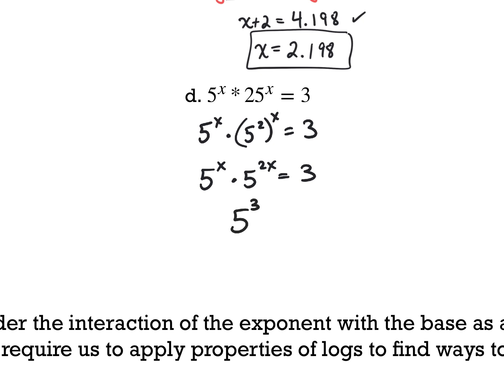As you can see here, we add the exponents. x plus 2x is 3x. And again, we've created this situation. We're taking the log, in this case, base 5, of both sides, which will get us to something like an answer.